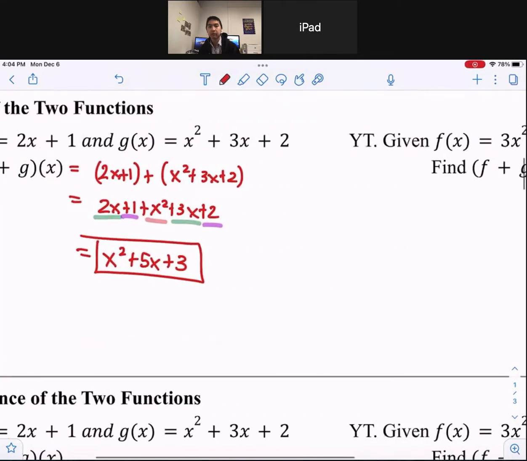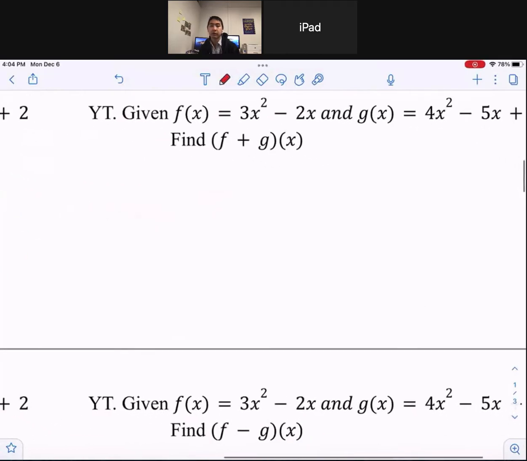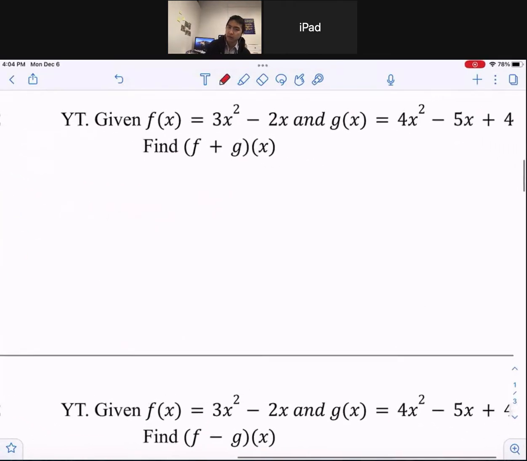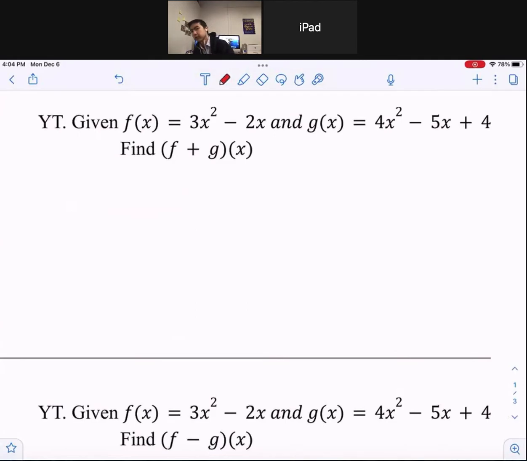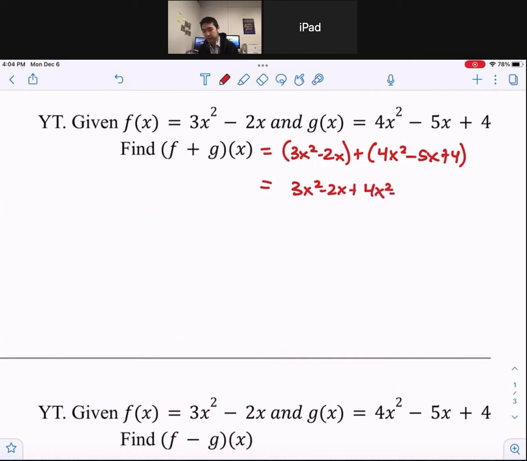Okay, now this you try yourself. I suggest you pause it and see if you get it first before I go over it, okay? So hopefully, you paused it. So let's see. It's your f function, which is 3x squared minus 2x, plus your g function, 4x squared minus 4x plus 4. Add these together, so 3x squared minus 2x, drop everything down exactly the same as it was without parentheses, and now combine like terms.